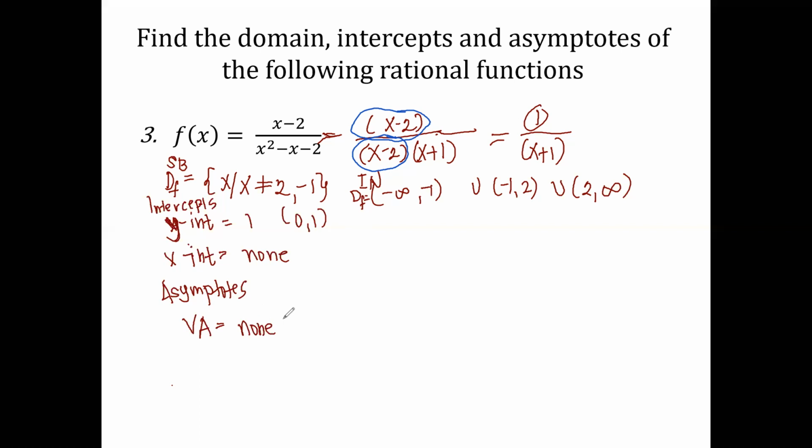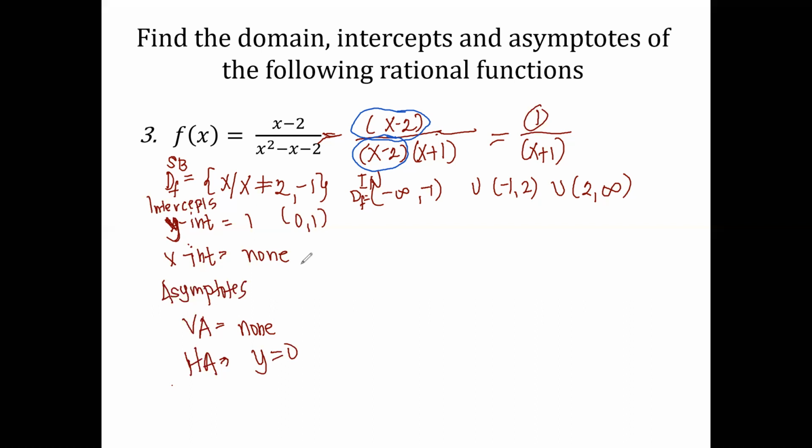How about the horizontal asymptote? The degree of the numerator is less than the degree of the denominator. Okay, so you have y equals 0.